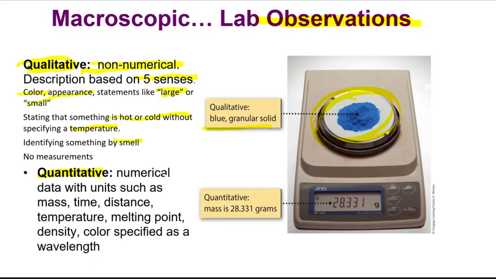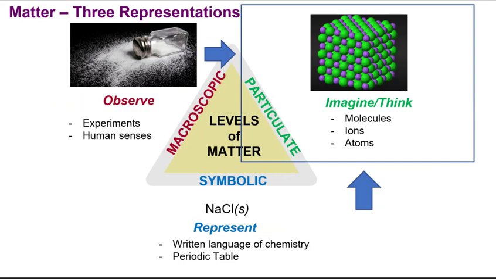Versus a quantitative measurement, where we're using numerical data. We're giving a quantity with units such as mass, time, distance, temperature, the melting point, the density, the color that is specified as a wavelength, like saying that it was not just yellow, but it had a wavelength of 470 nanometers. As we can see, for our quantitative measurement of this blue granular solid, we can say it has a mass of 28.331 grams.